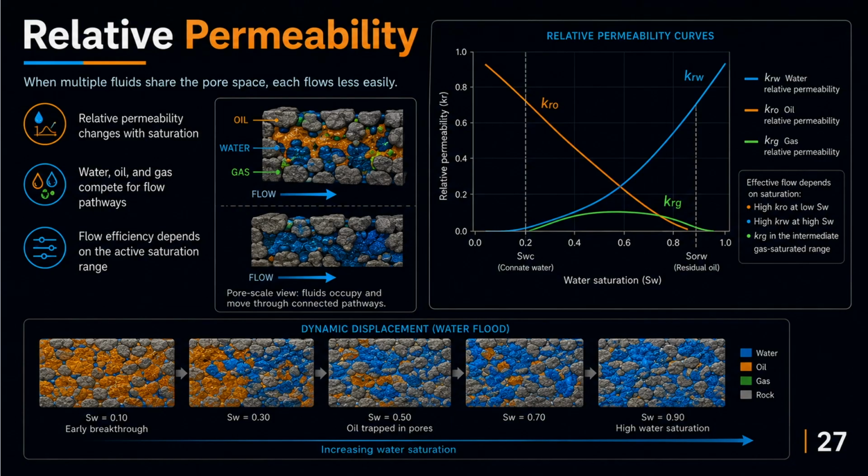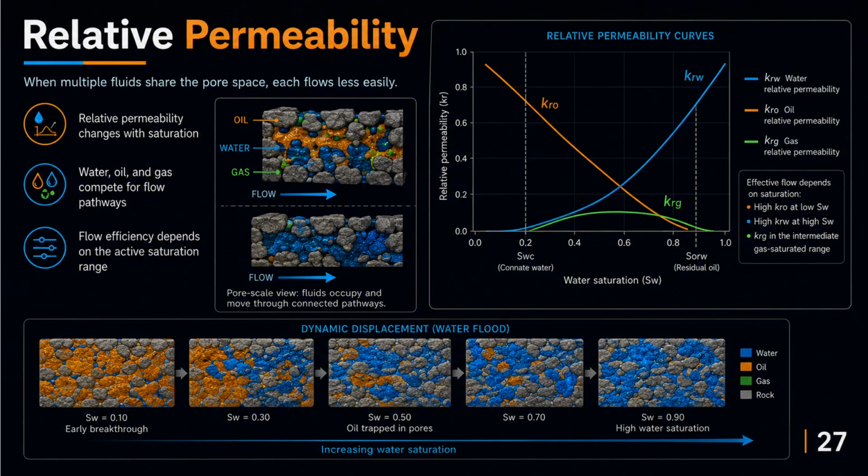Relative permeability is also strongly connected to hysteresis. The flow path during drainage can be different from imbibition. For example, gas injection increases gas saturation, but during water imbibition or withdrawal, some gas may remain trapped. This is especially important in CO₂ residual trapping and underground hydrogen storage cycles. If we ignore relative permeability and hysteresis, the model may give unrealistic plume and recovery predictions.